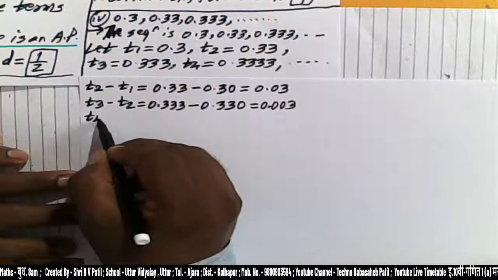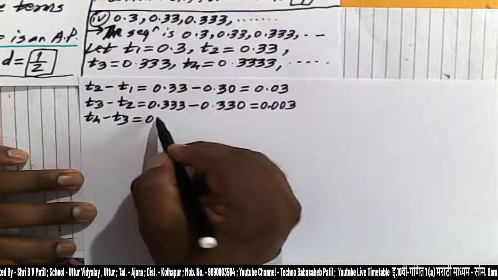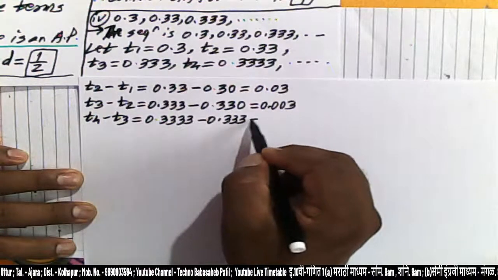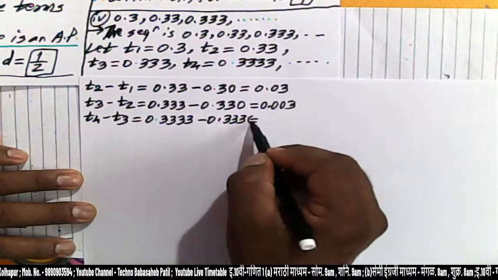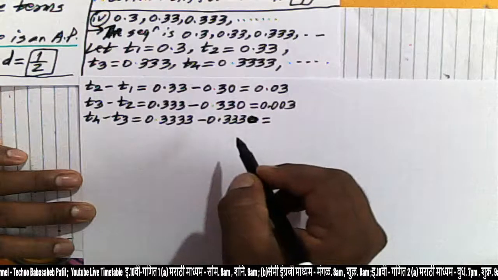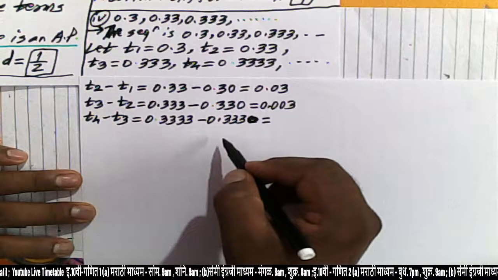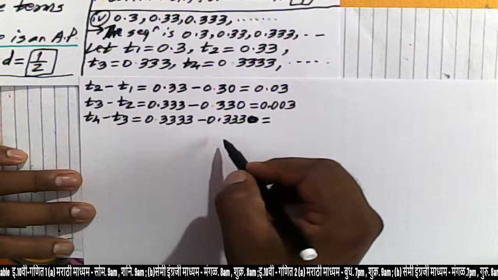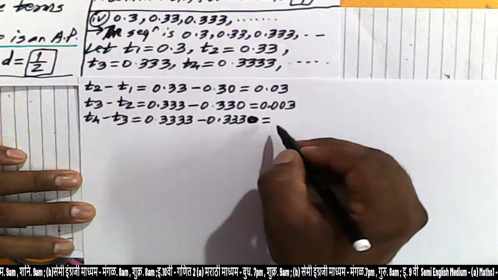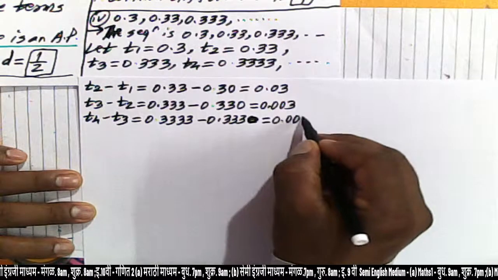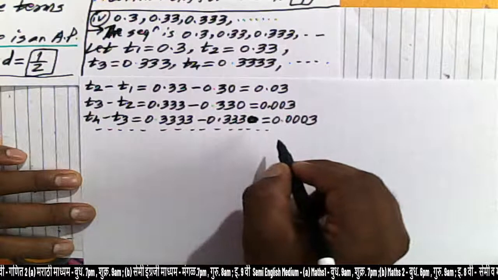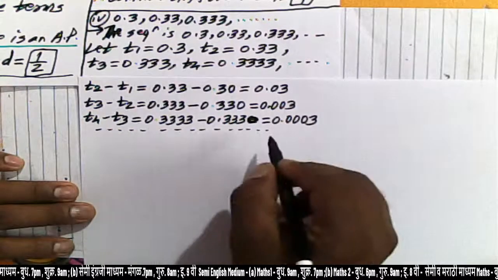The next difference is T4 minus T3. The value of T4 is 0.3333 minus 0.333, here we consider 1 zero. Tell here the subtraction. What do we get? The difference is 0.0003, and so on. In this way we can take the difference between consecutive terms in the next terms also.